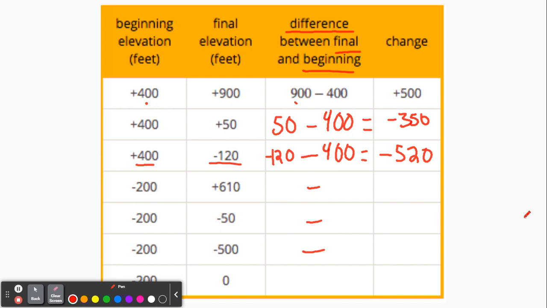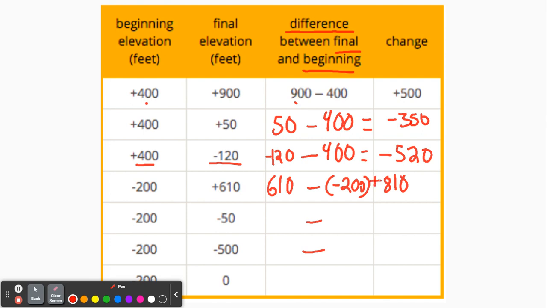All right, so the next one, my final is 610. My beginning is negative 200, for a total change of 810 feet, positive 810 feet.